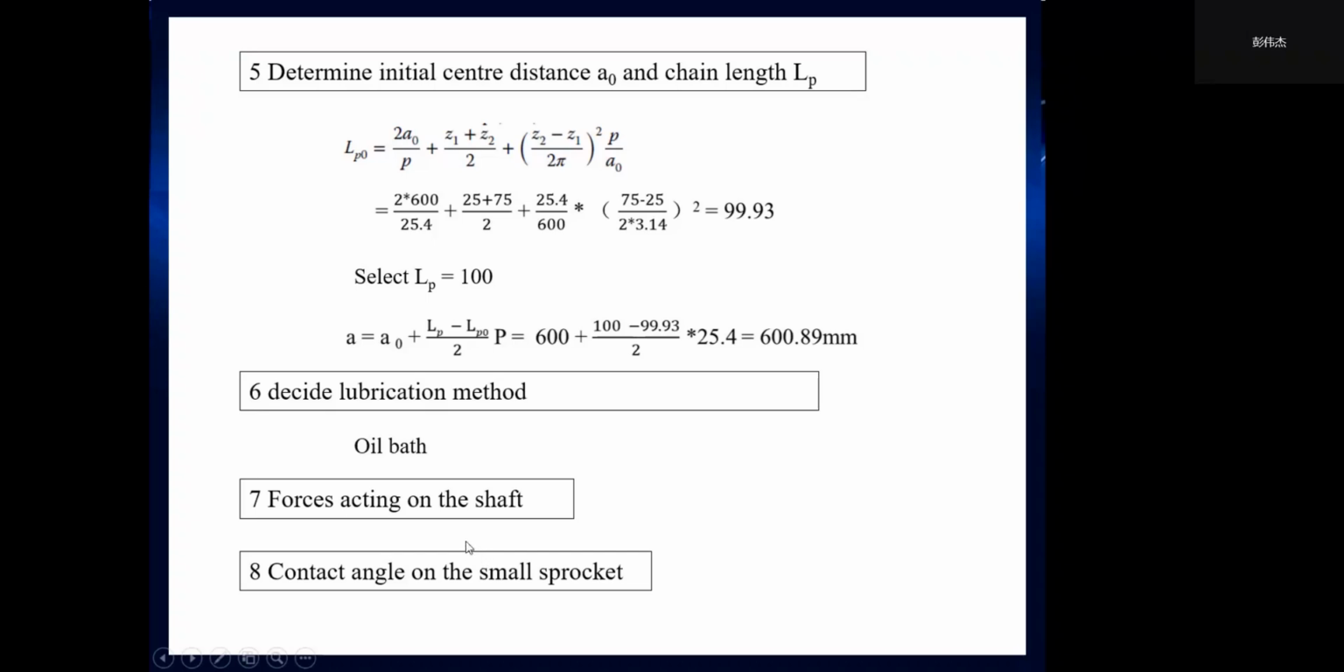Any questions? Any questions for this example? Any questions? Okay, no. You have no questions.